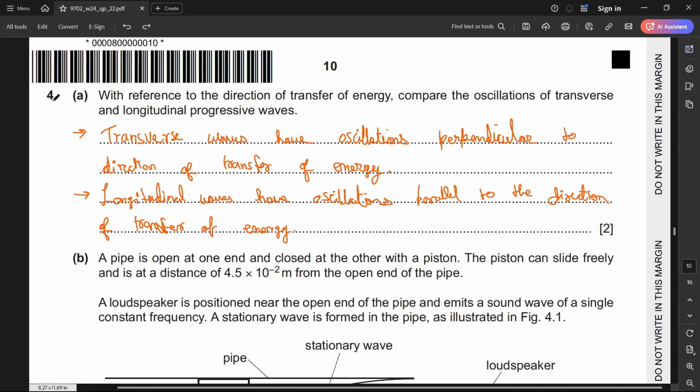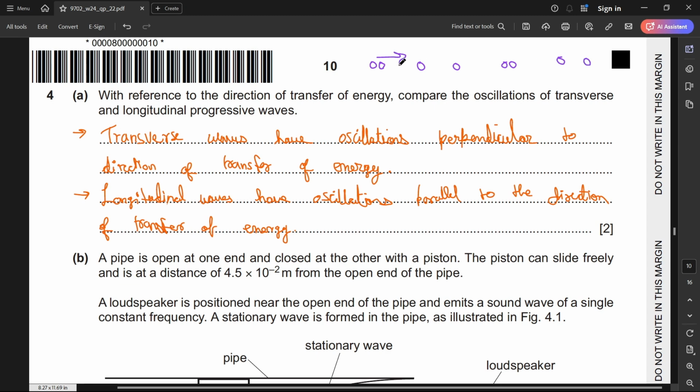And now for question 4, part A, it is given that with reference to the direction of transfer of energy, we have to compare the oscillations of the transverse and the longitudinal progressive waves. So for the transverse wave, we know that the oscillations are perpendicular to the direction of the transfer of energy. As opposed to that, in the longitudinal wave, we have compression and rarefaction.